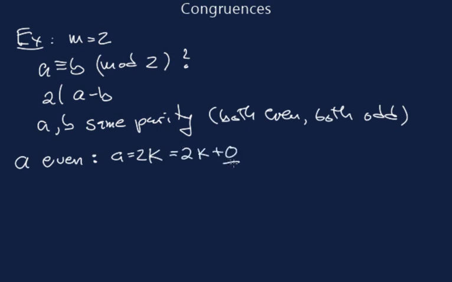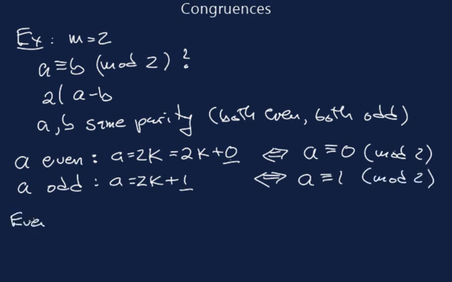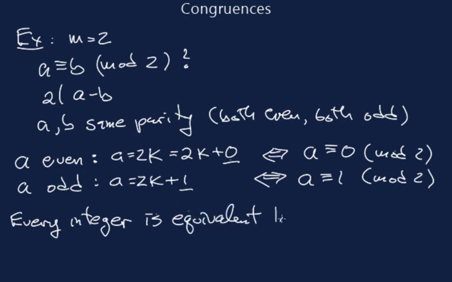So, for example, if A is even, then you write it as 2k plus 0, and that's the same thing as saying that A is equivalent to 0 mod 2. Whereas if A is odd, you write it as 2k plus 1, and you see that in this case A is equivalent to 1 mod 2. So that's the R. When you do the division algorithm, you get either 0 or 1, and you see that every integer is equivalent mod 2 to either 0 or 1. If it's even, it's equivalent to 0, and if it's odd, it's equivalent to 1.